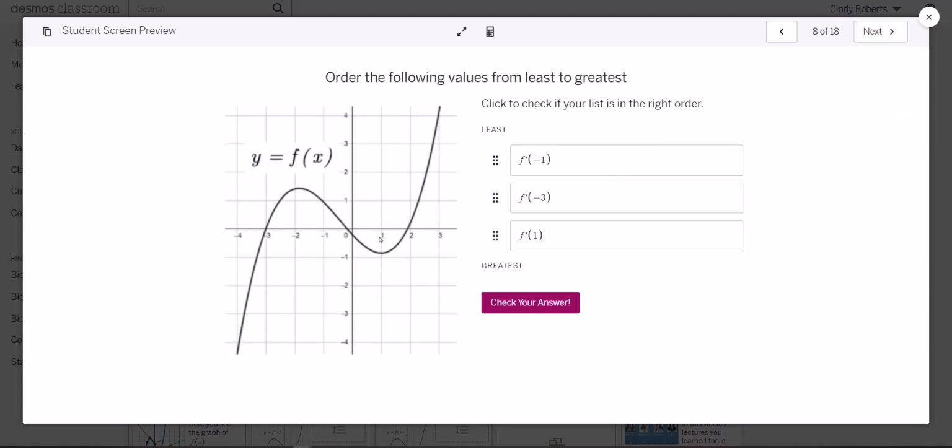Now this one is with the prime, the derivative, so it's asking about slopes. If I look at x equals -1, the function is going down, so that would be a negative slope. If I look at x at -3, that's going up, so that would be a positive slope. And then at 1, that looks like a 0 slope because it's flat there. Remember to list these least to greatest.